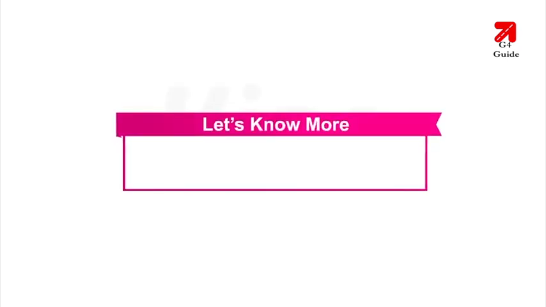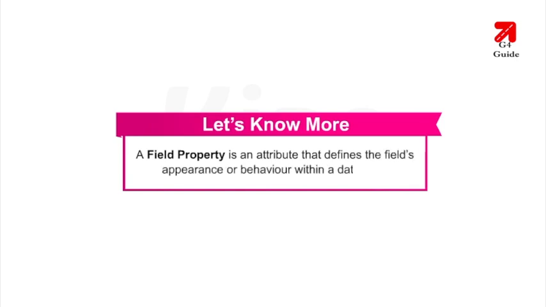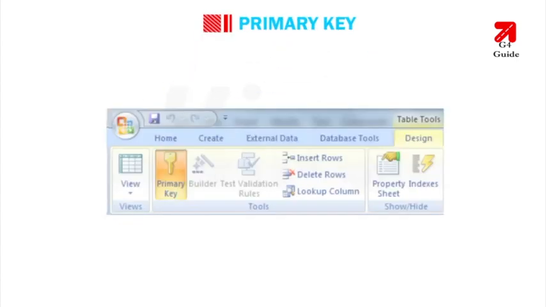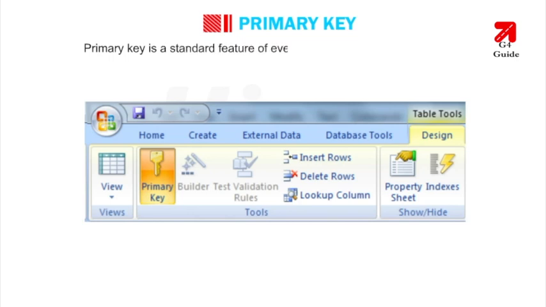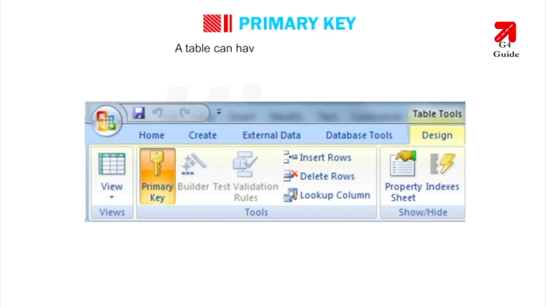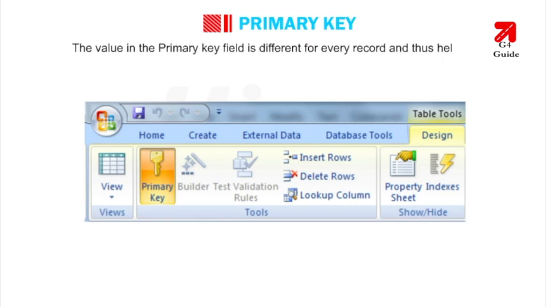Okay, students. Note that the field property is an attribute that defines the field's appearance or behavior within a database. Let us now talk about primary key. Primary key is a standard feature of every database management system. A primary key is a sort of check on the table that every record in the table is unique and does not contain any duplicate data. A table can have only one primary key. The value in the primary key field is different for every record and thus helps in uniquely identifying the records.